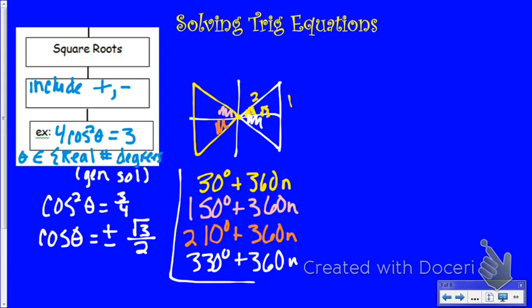So all 4 of these together make up the general solution to this equation. Okay, because we find where cosine is both positive and negative, root 3/2. So strategy number 1 is taking square roots. And again, the key there is to remember to include both the positive and the negative.